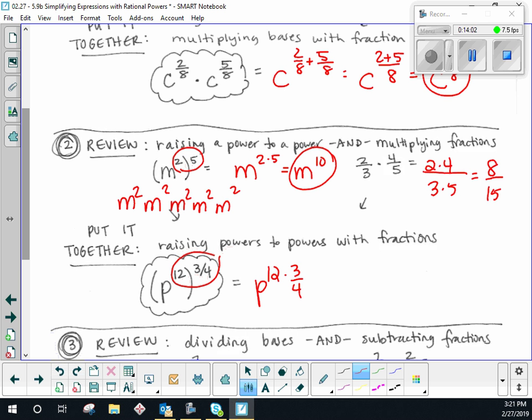And always check if you can simplify a fraction anymore. This one doesn't, but you always want to check. So then right here on this one, I just told you to multiply across the top and across the bottom. But this number doesn't have a bottom. It's 1, right? So you multiply across the top, 12 times 3 over 1 times 4. That's p to the 36 over 4, which is p to the 9.